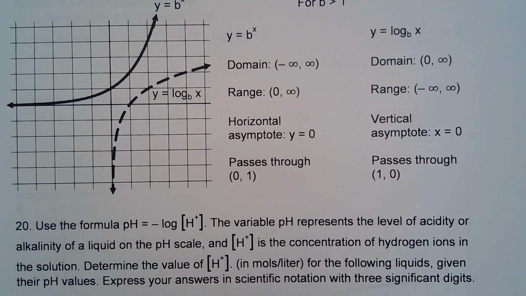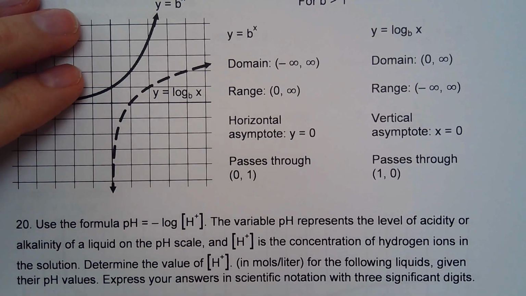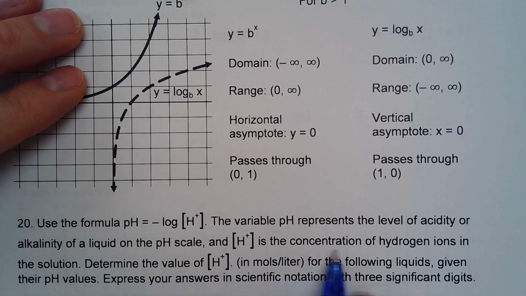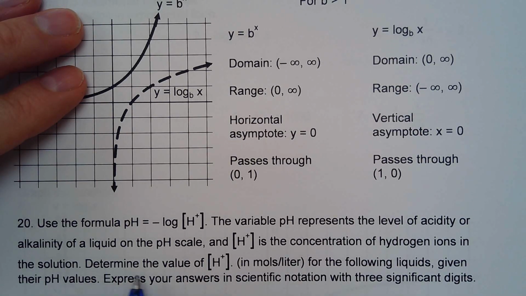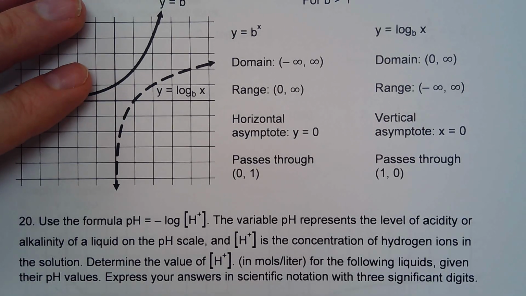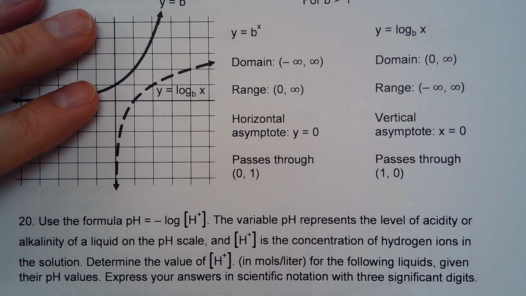Alright, so let's go ahead and take a look at some applications. So this first one here, we want to use the formula pH equals negative log of H positive. The variable pH represents the level of acidity or alkaline of a liquid on a pH scale, and H positive is the concentration of ions in the solution. So I want to determine the value of H positive in moles per liter for the following liquids given their pH. Express your answers in scientific notation with 3 significant digits.